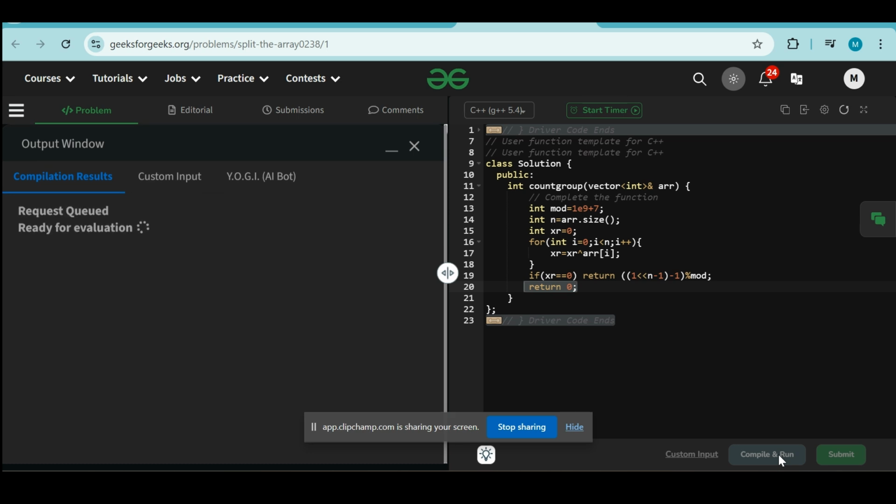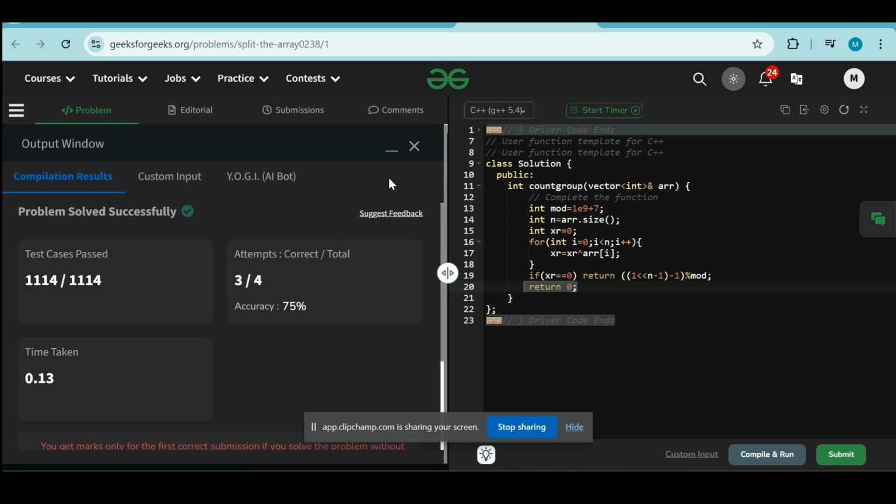So let me compile it and submit it, so that you can easily see whether all the test cases are running or not. So it's a tricky question that we have to keep in mind. Okay, so this is running fine.